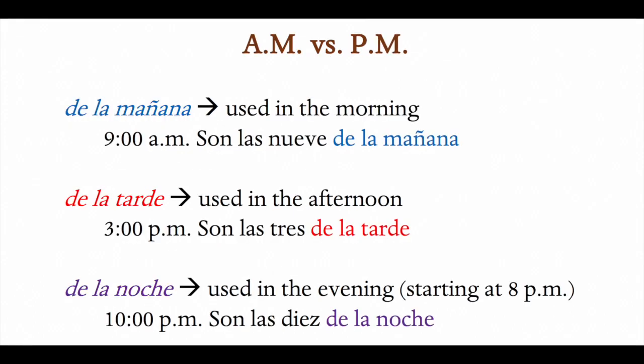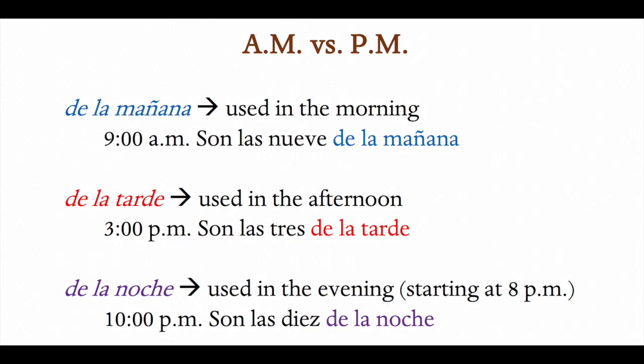One question that I get often from students is, how do we tell the difference between AM and PM? Well, the way to tell the difference is the following. If it is in the morning, that means before noon, then at the end of the time we would say de la mañana. So if it's 9 o'clock in the morning, we would say son las nueve de la mañana. And in that case we know that it is in the morning.